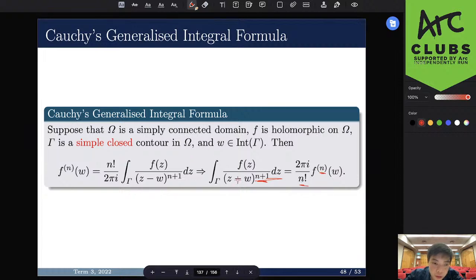So the integral of f of z over some linear term to the power of n plus 1, for a simple closed contour, is equal to 2 pi i divided by n factorial, multiplied by the nth derivative of f at w, which is where our singularity occurs. Something you might note is that if we substitute in n equal to 0, this actually gets us our original Cauchy integral formula, which is why we call this the generalized Cauchy integral formula. We will most likely be using the second form, which is why I have both here. The first is the one you might see in your notes, but the second is more common because generally we use it when we want to evaluate integrals.